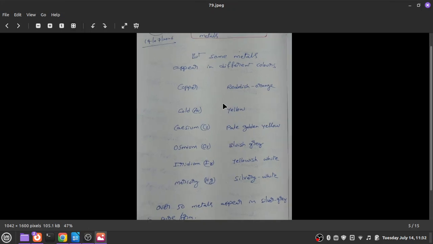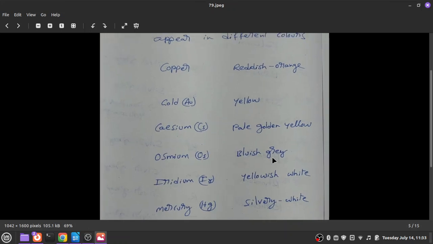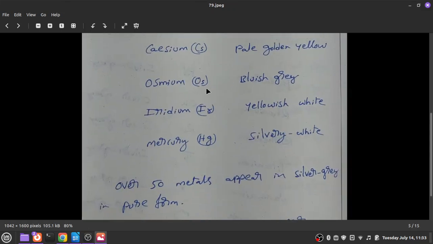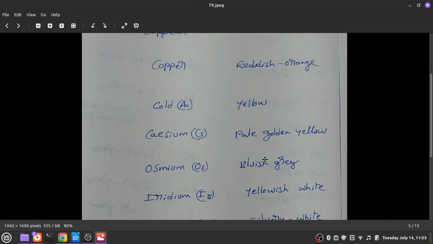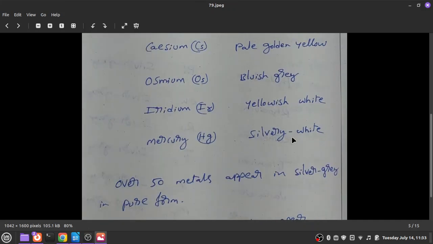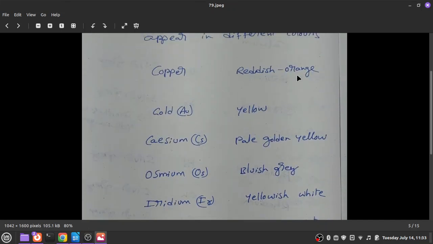But there are metals that appear in different colors. For example, copper will appear as reddish orange. Gold appears in yellow color. Cesium will appear in pale yellow, golden yellow. Osmium, bluish gray. Iridium, yellowish white. Mercury, silver white. See that out of more than 50 elements appear as silver gray, even silver, mercury is also appearing as silver white, gold is appearing as yellow, and copper is appearing as reddish orange.